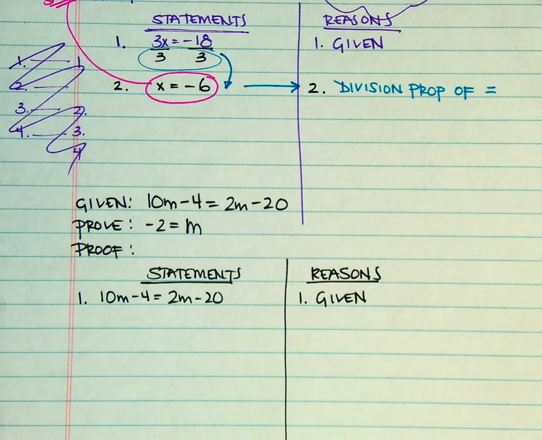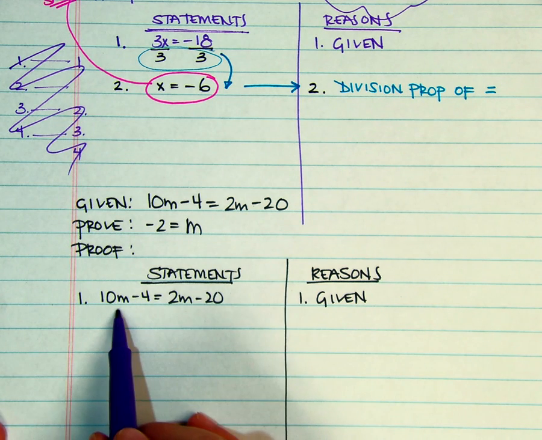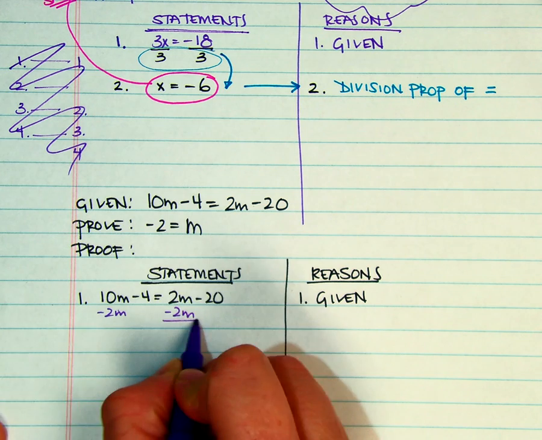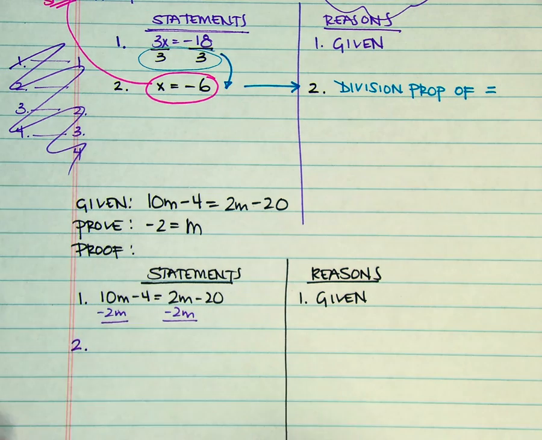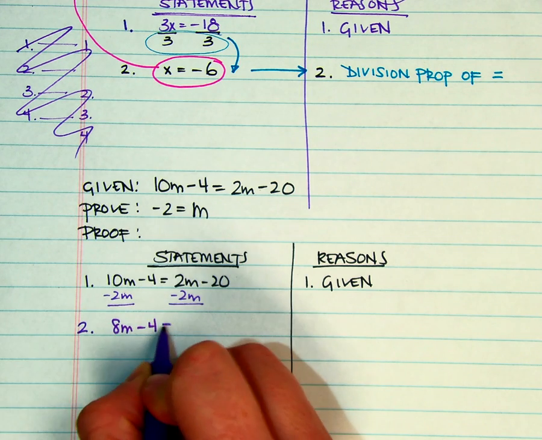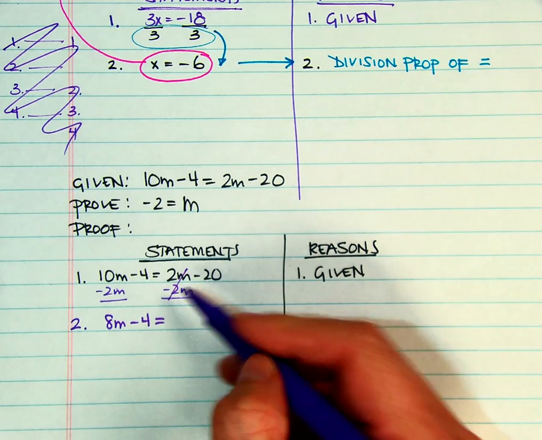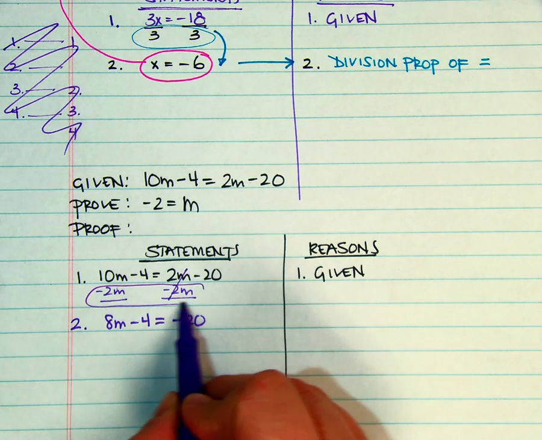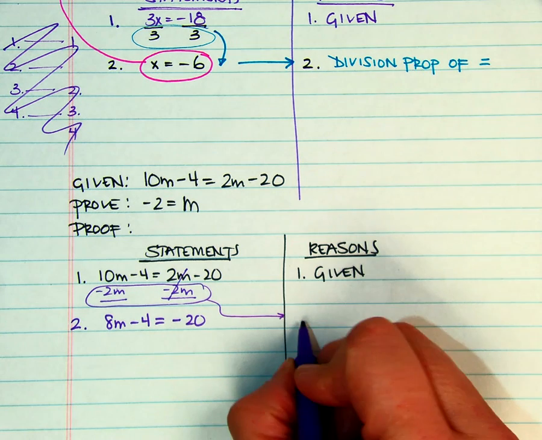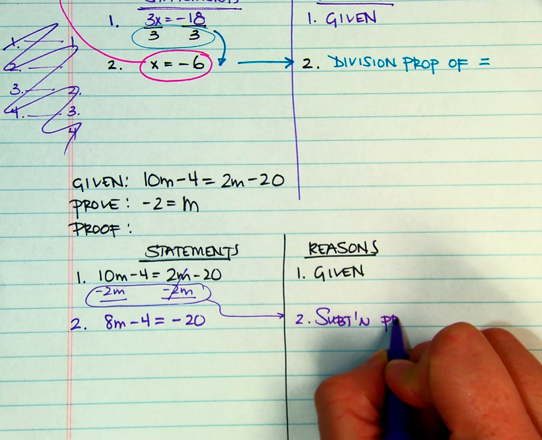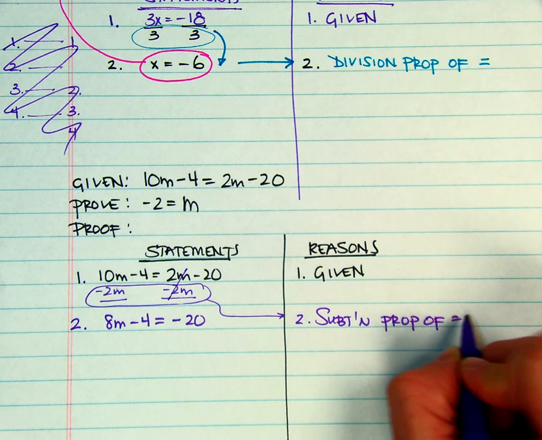Now I'm going to, like with a pencil or a different color, figure out what I want to do. I'm kind of partially getting the variables all together first. So I'm going to go ahead and subtract 2m on both sides. When I clean it up, that is my statement. So I have 8m minus 4 equals, those add out, gives me a negative 20. Why can I do this? I can do this because of the subtraction property of equality. I am subtracting the same value on both sides.